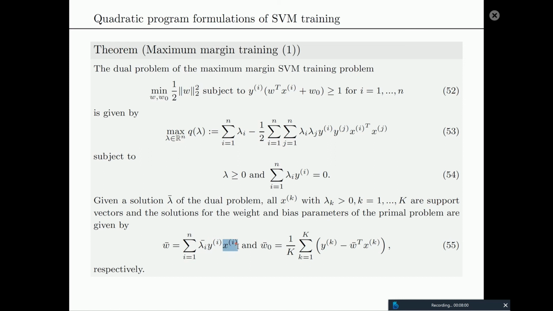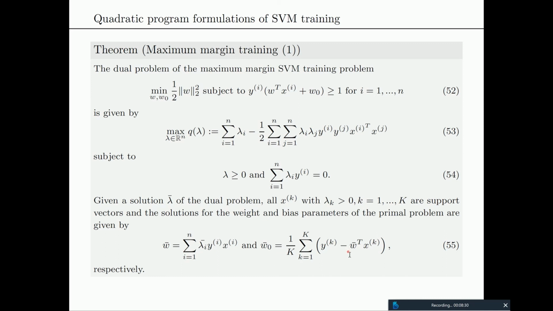Think that here, of course, the feature vectors have m dimensions like your weights, and these are scalars. So you have the sum of all the training feature vectors times the optimal Lagrange multiplier times the target variables. You sum them together, and you get your optimal weights. To get the optimal bias parameter, you do this: you compute an average, essentially.